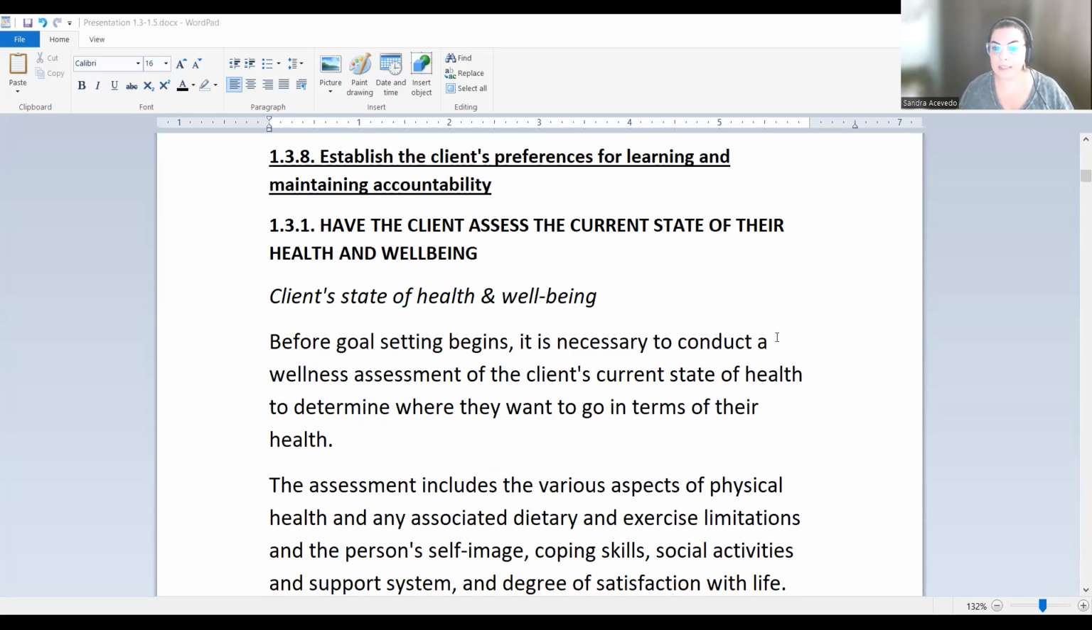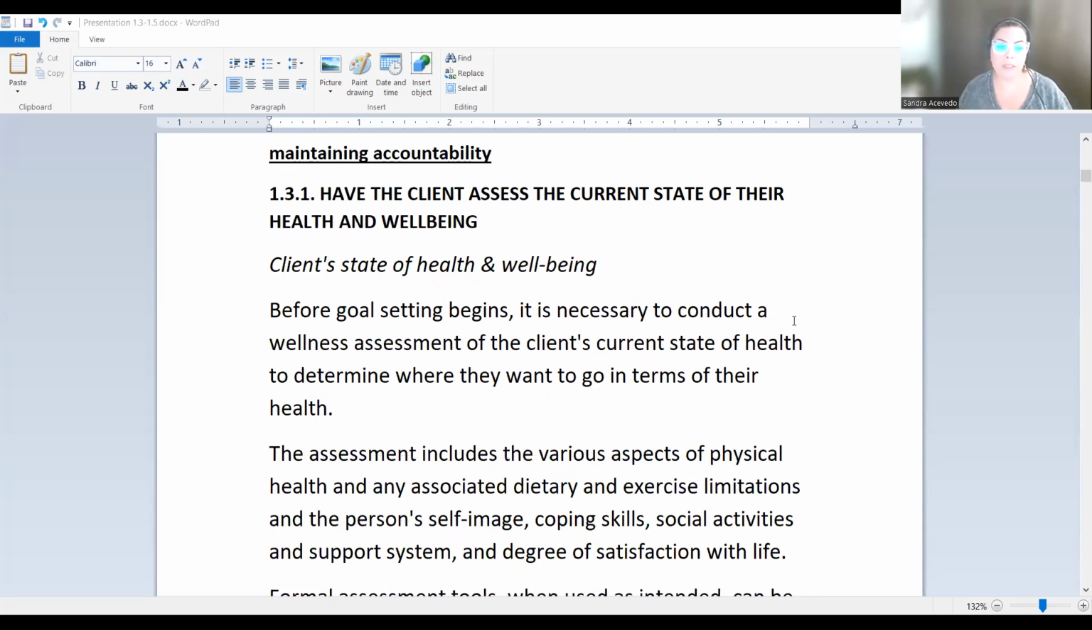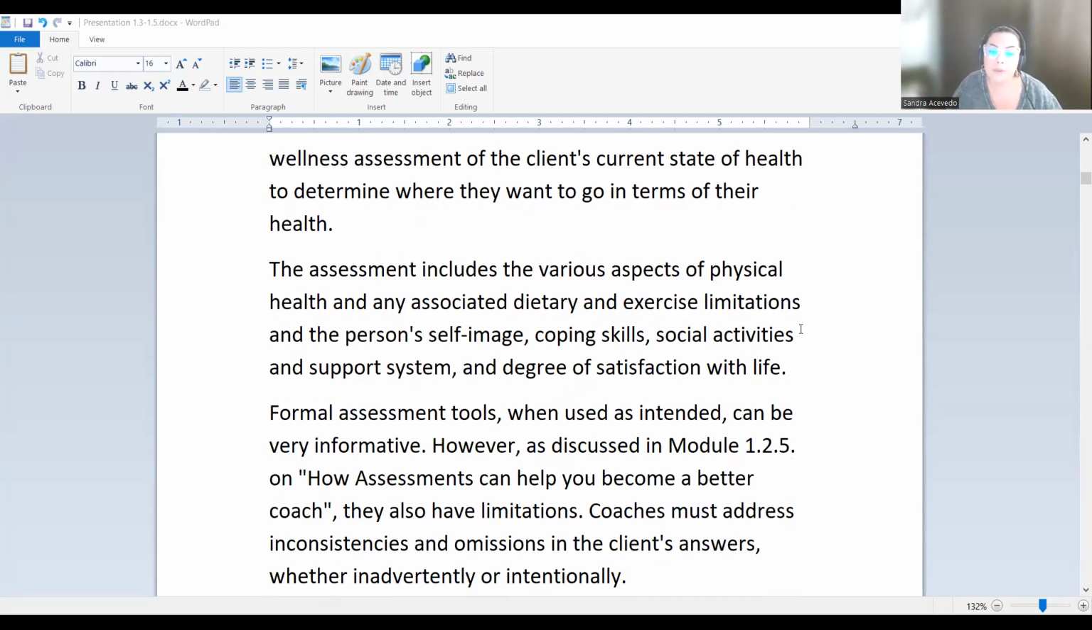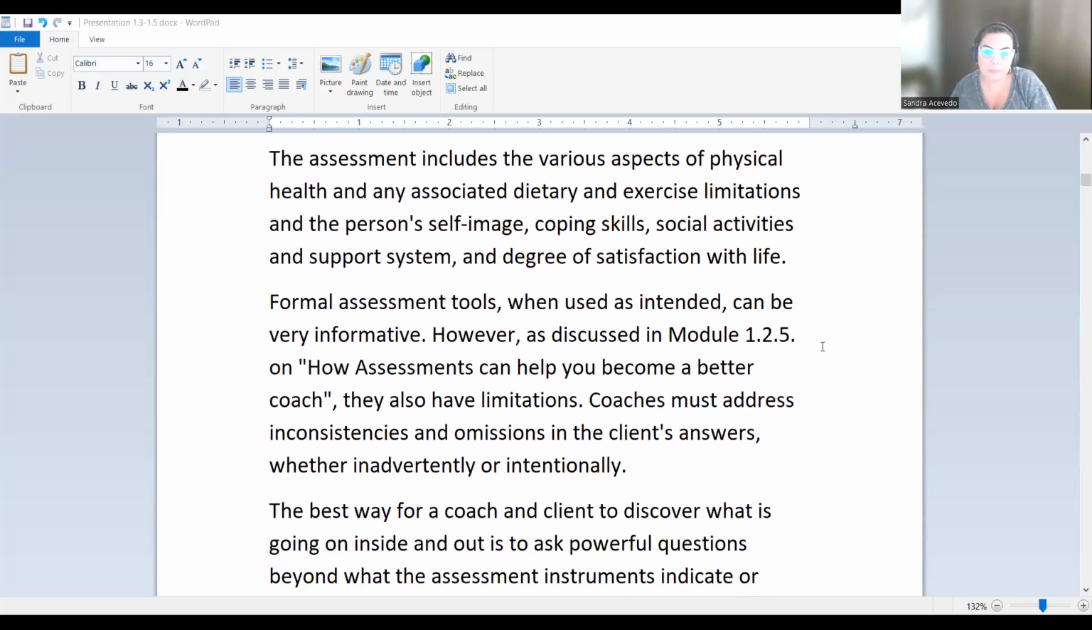Have the client assess the current state of their health and well-being. Client states of health and well-being. Before goal setting begins, it is necessary to conduct a wellness assessment of the client's current state of health to determine where they want to go in terms of their health. The assessment includes the various aspects of physical health and any associated dietary and exercise limitations, and the person's self-image, coping skills, social activities, and support system, and degree of satisfaction with life.